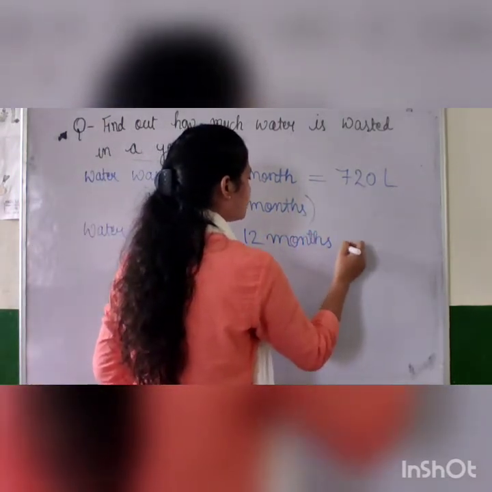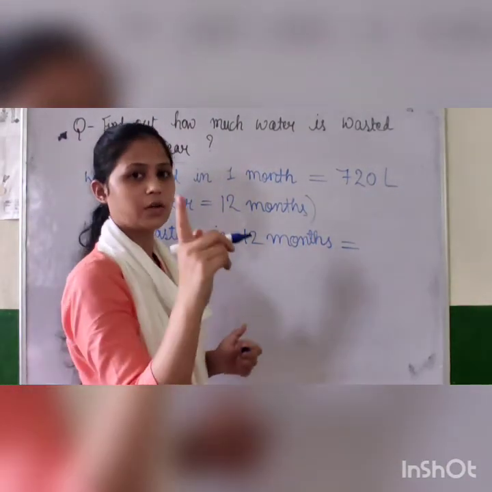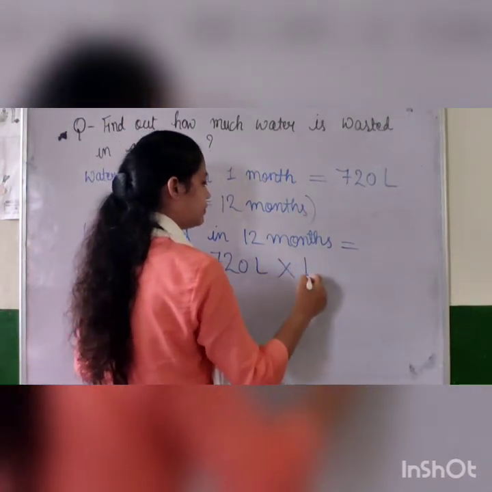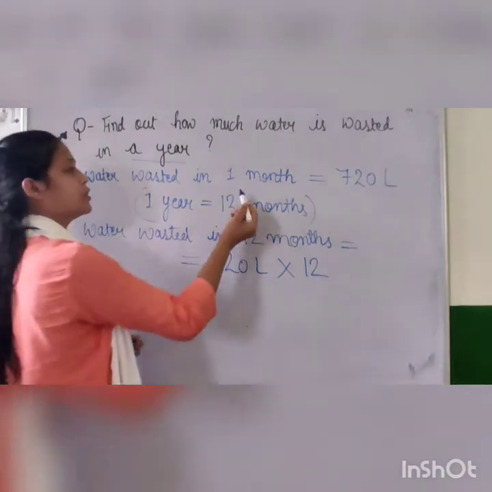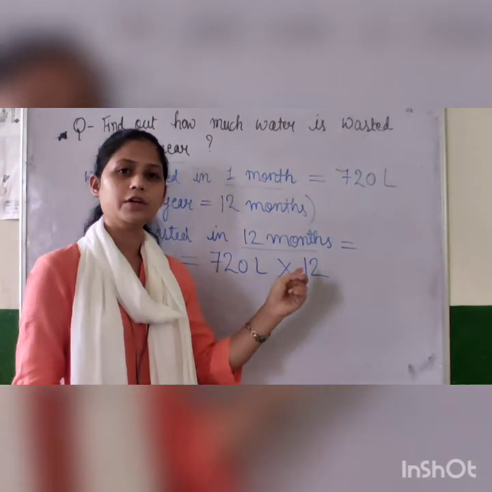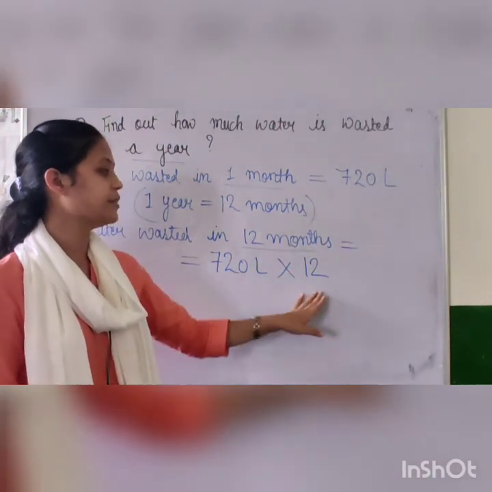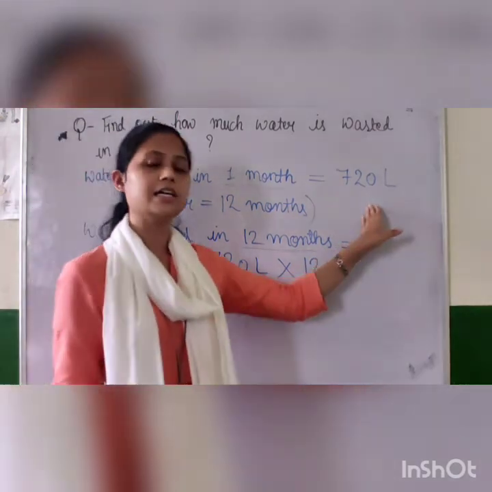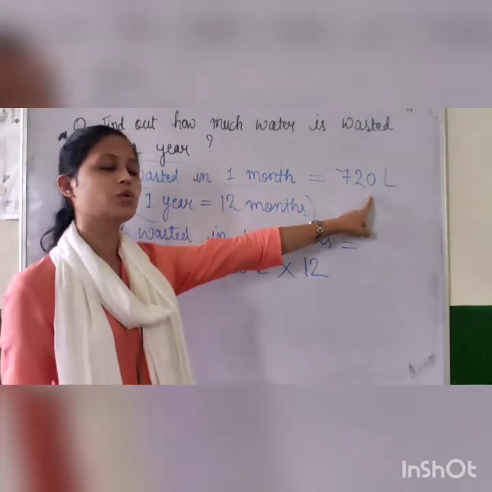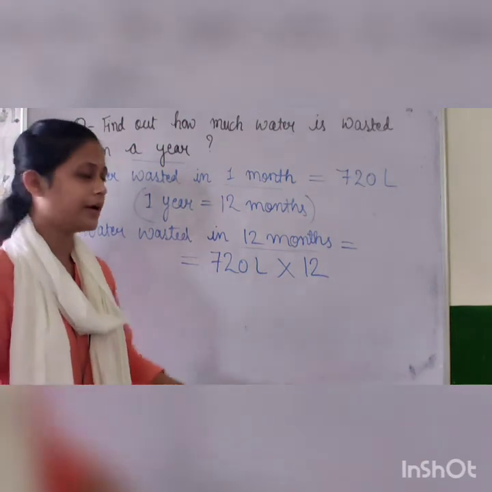How much will it be? Okay, let's do it here. 720 liters of water they are wasting in 1 month. So we will multiply 720 liters by 12. Because we have been given for the small amount, we have to find for the bigger amount. Whenever we have to go from 1 to many, we do multiplication. Why have we multiplied 720 by 12? Because 720 liters is the water that they are wasting in 1 month. We have to find for 12 months, so we have multiplied it by 12.